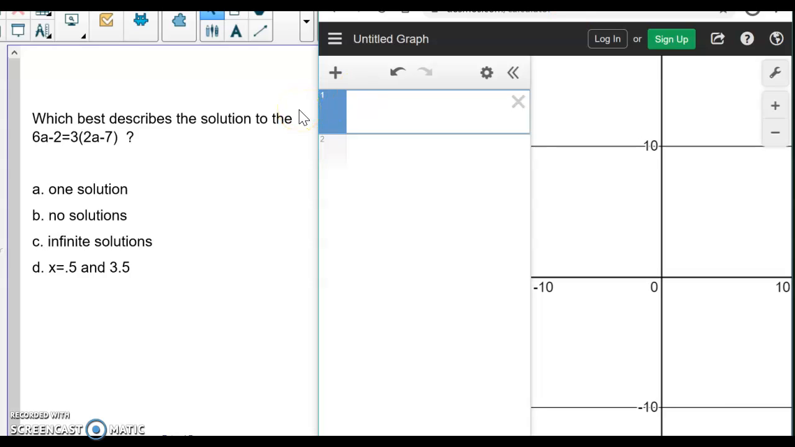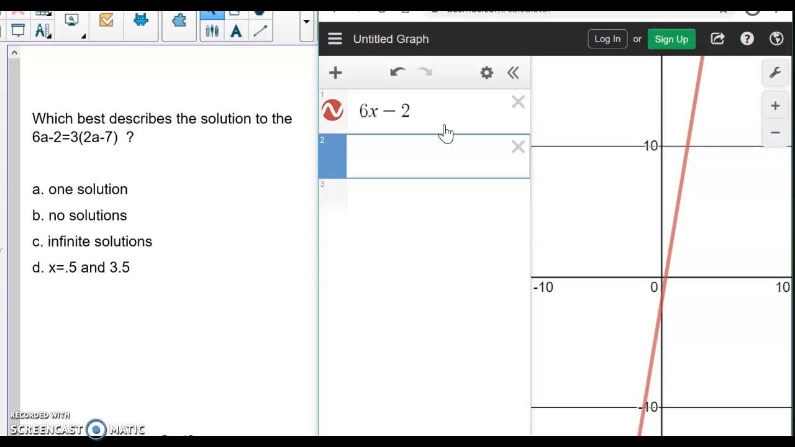All right, so let's look at this type of question. It says, which best describes the solution to, and it has this equation. Now remember, when you're asked to do equations, we're going to type the left side of the equal sign in one line and the right side of the equal sign in another line. Notice how the variable in this problem is a. The only thing that we can type in Desmos right now is x. So I'm going to type this in.